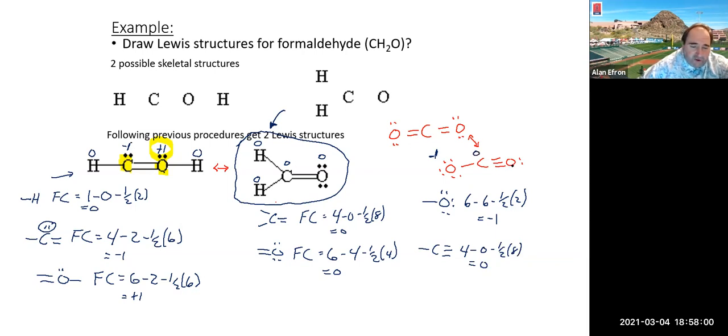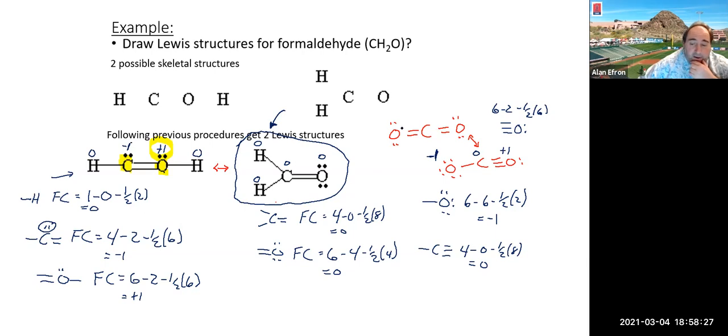Then we got the triple bonded oxygen. So our triple bonded oxygen is 6 minus 2, minus 1/2 of 6. And that is 6 minus 2, which is 4, minus 3, basically. And that's going to give us a +1 in this particular case. So with our triple bonded guy, we have a -1, a 0, and a +1.